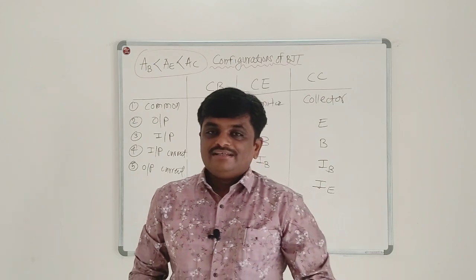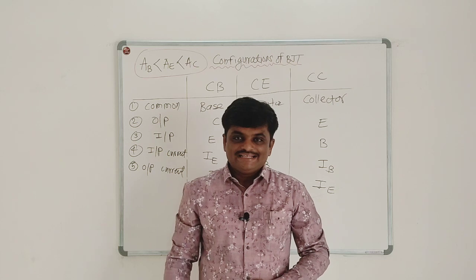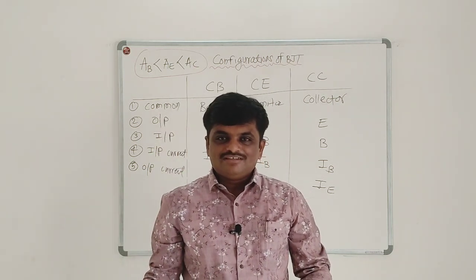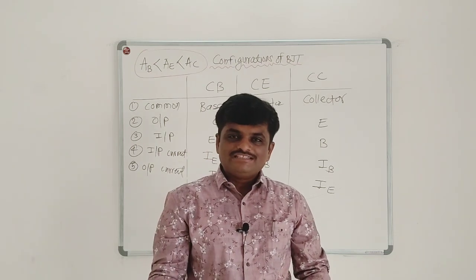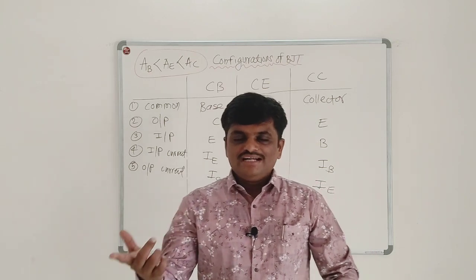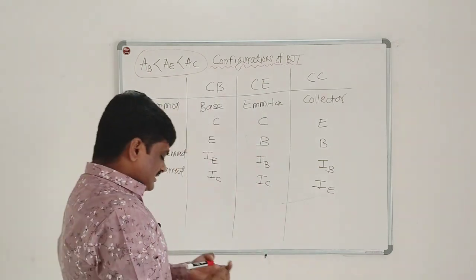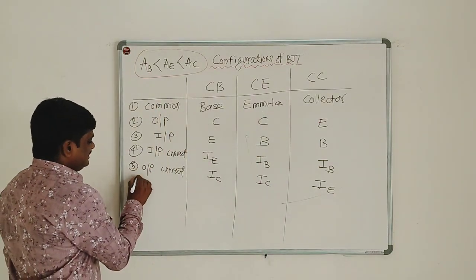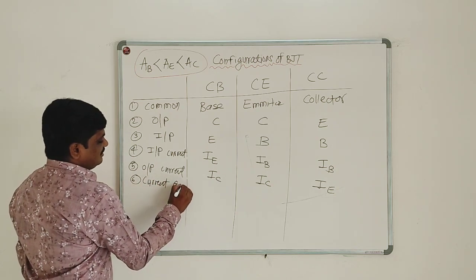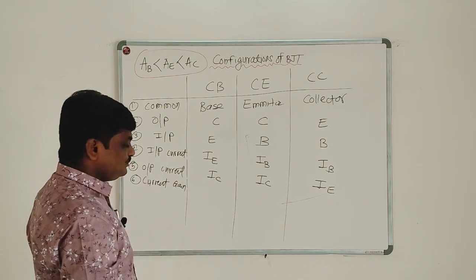The next parameter, current amplification factor, that is current gain. Amplification means obviously output divided by input. Similarly, gain means output divided by input. So current gain means what? Output current divided by input current. The current gain or current amplification factor is the ratio of output current to the input current.